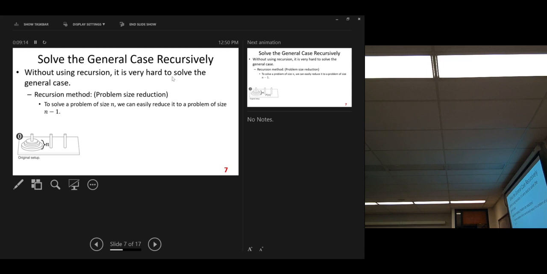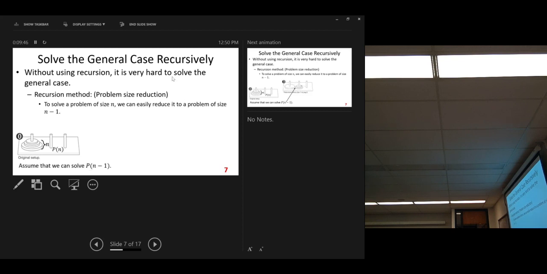Let's treat this stack as having n disks. Because it's hard to draw n disks, let's still use this picture, but imagine we have n disks. We solve the problem of size n. So we need to solve the problem P of n, that function. That's the solution.